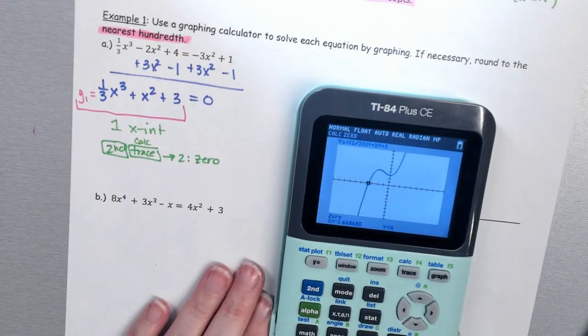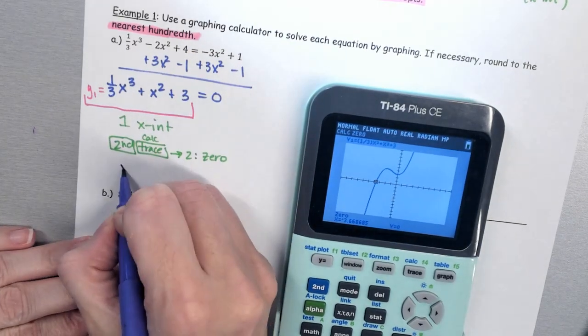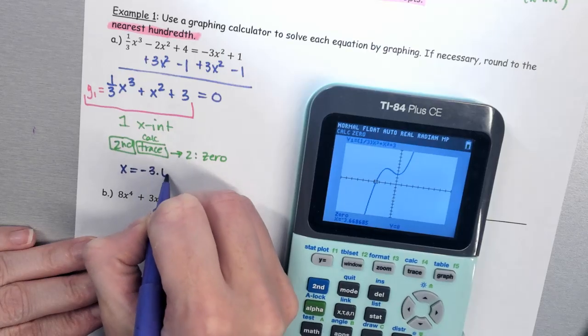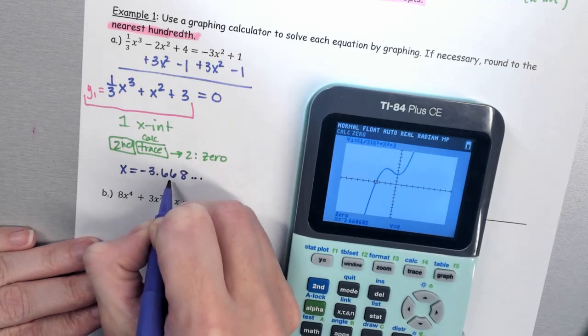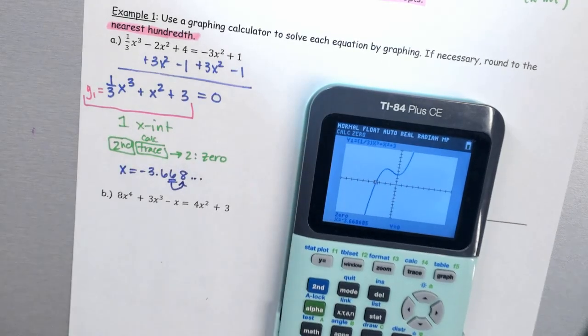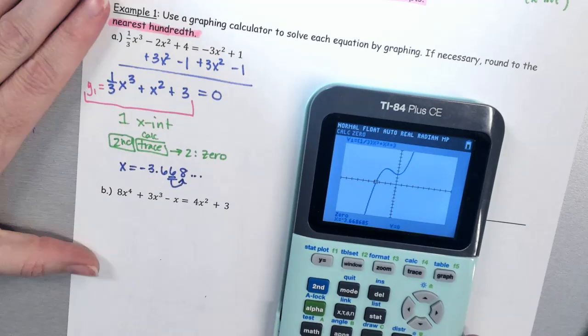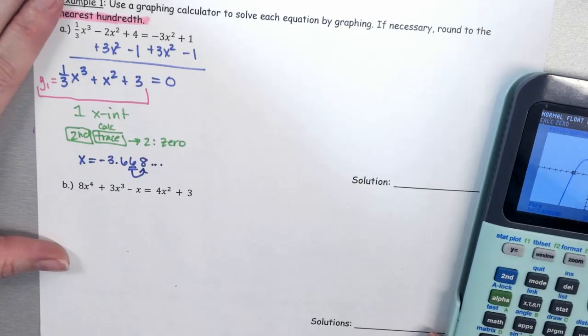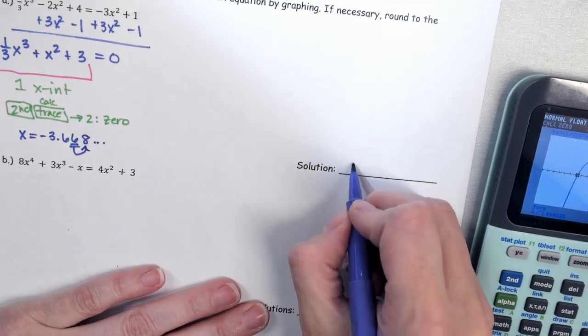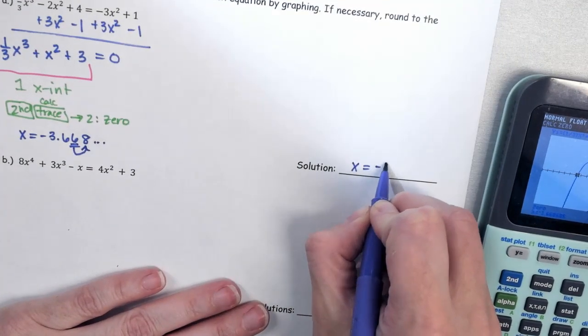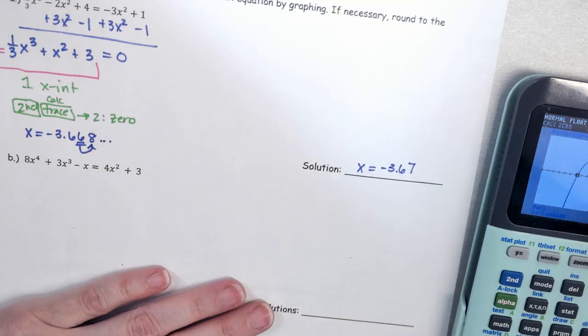2. And then when you're looking at your x value, if you're rounding to the second place, you look at the third place, and that tells you whether you're rounding up or whether you're keeping it the same. Okay, and then your solution is going to be your x value, so 3.67.